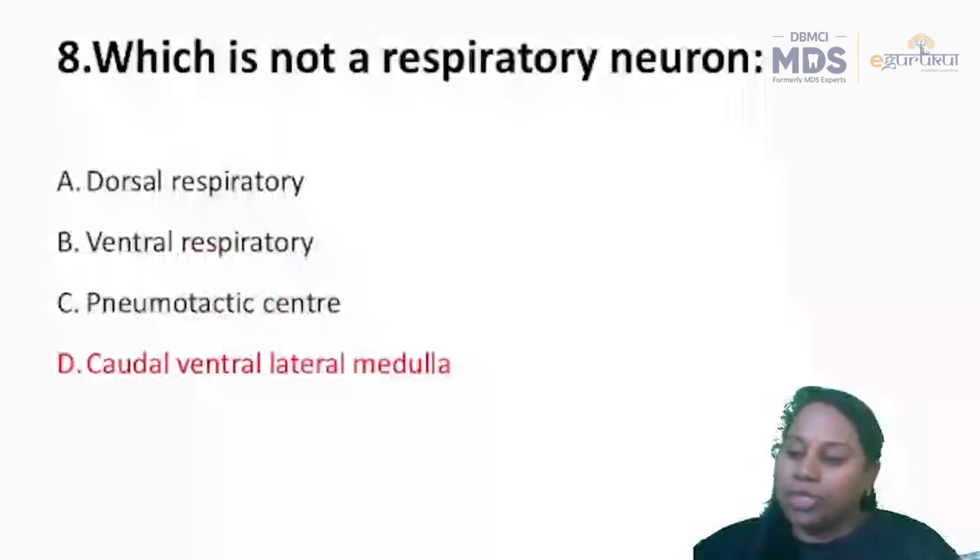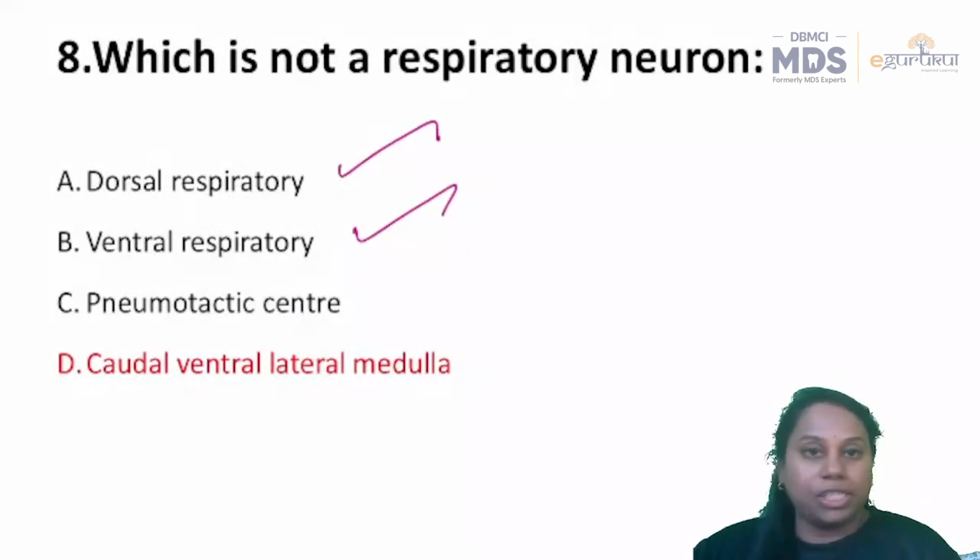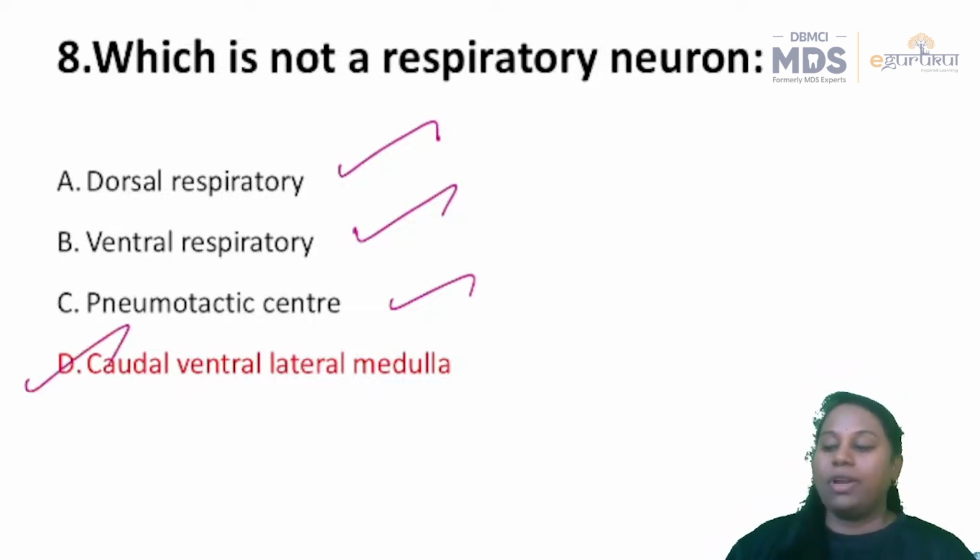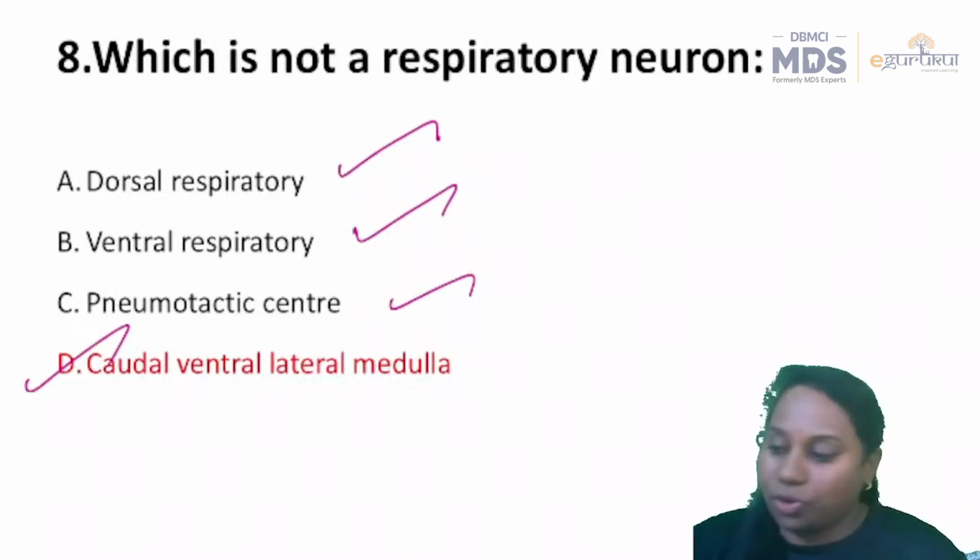Over to the question. Which is not a respiratory neuron? Dorsal respiratory, yes, inspiration. Ventral respiratory, yes, forced expiration. Pneumotaxic center, it is the switch. Option D, caudal ventral lateral medulla. This is not a respiratory neuron.